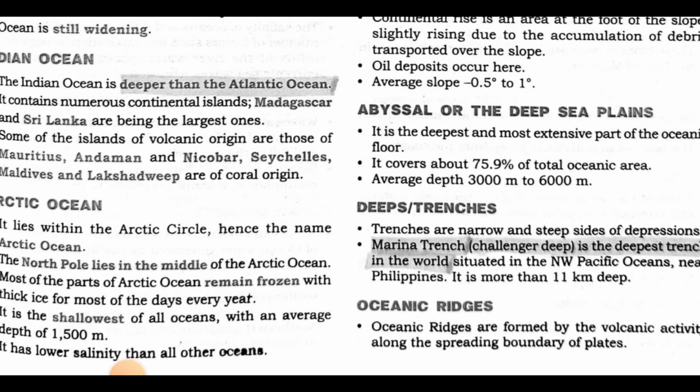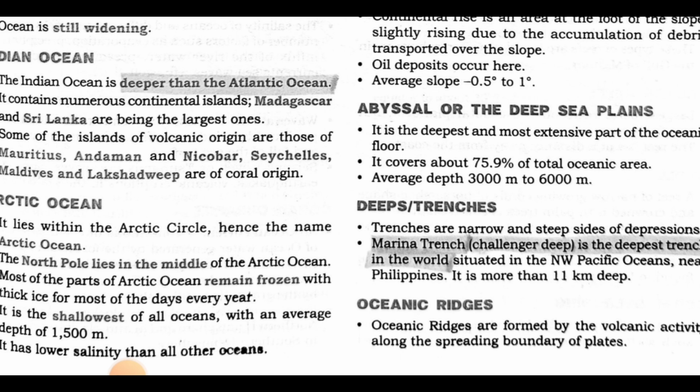Indian Ocean. The Indian Ocean is deeper than the Atlantic Ocean. It contains numerous continental islands, Madagascar and Sri Lanka being the largest ones. Some of the islands are of volcanic origin, such as Mauritius, Andaman and Nicobar, Seychelles; Maldives and Lakshadweep are of coral origin.